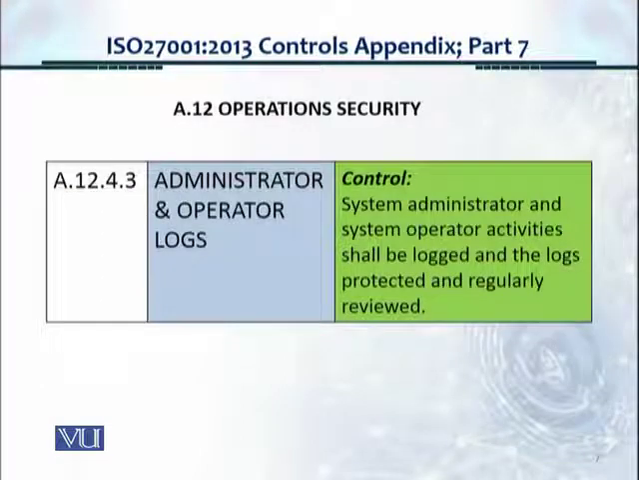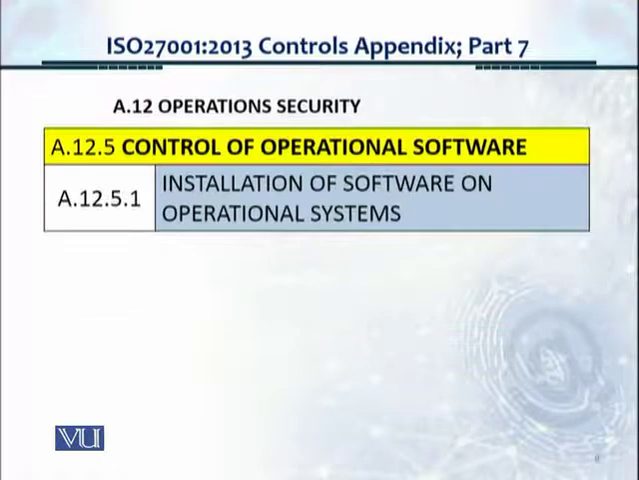Administrator and operator logs need to be handled very carefully. System administrator and system operator activities shall be logged, and the logs protected and regularly reviewed. So you need to review them, you need to protect them, and you need to log what the administrators are doing, because they are usually super users, and we need to observe if any malicious or unauthorized activity has been conducted by the administrators, and the trail also needs to be there in the form of the logs.